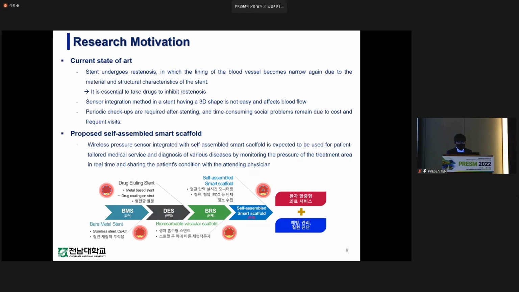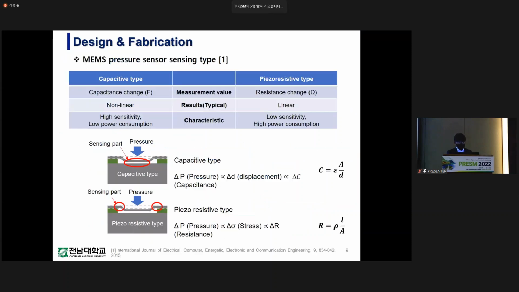In our proposed self-assembled smart scaffold, the wireless pressure sensor integrated with the self-assembled smart scaffold is expected to be used for patient-tailored medical service and diagnosis of various diseases by monitoring the pressure of the treatment area in real time and sharing the patient condition with the attending physician.